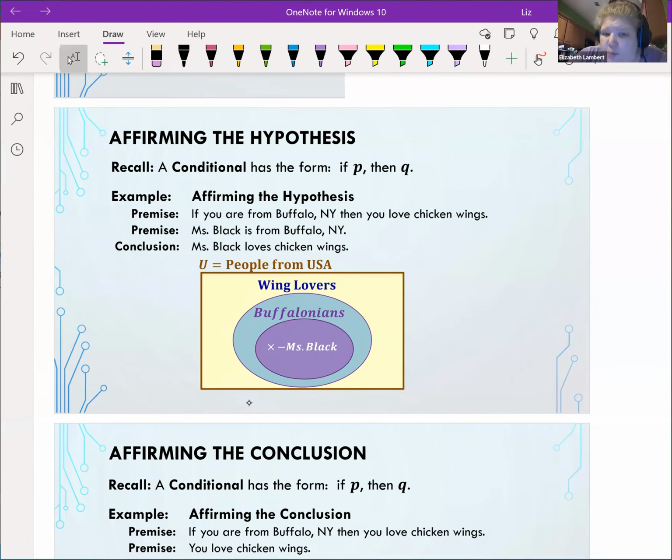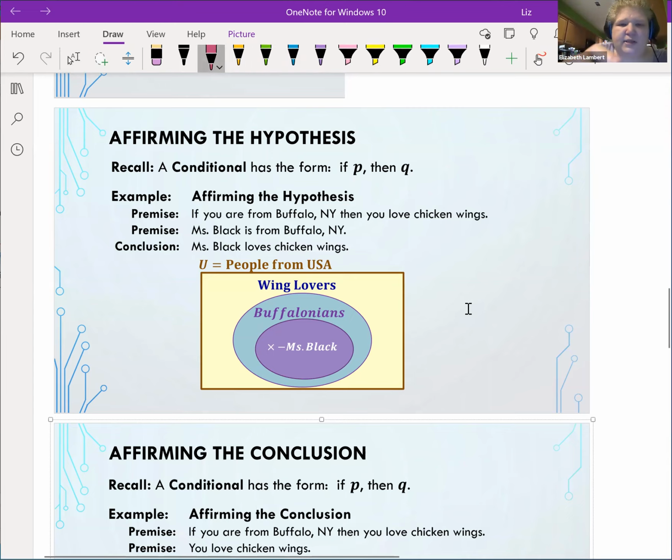So if we assume our premises are true, then our universal set is all the people in the USA or New York. Then we have, if you are from Buffalo, then you love chicken wings. So all the people from Buffalo are contained in all the people that are wing lovers. And then we say Ms. Black is from Buffalo, New York. According to our Venn diagram, that puts her within the wing lovers, so she must also love chicken wings. So this is a valid argument. It does logically flow.